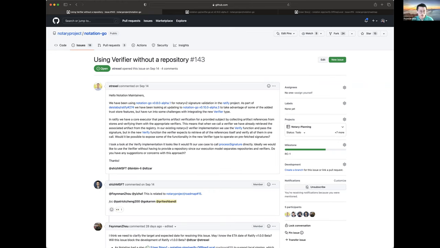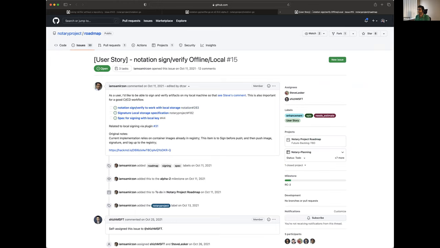I'm assuming you are talking about the offline signing without interacting with a repository. No, verification. Signing. Yes, we agree that signing is required. We recognize signing is a gap there. But we were not able to solve the issue in a reasonable time frame, so we have moved it out to RC2. And same for verification. For verification, we haven't seen the demand or any specific use case for offline verification. That's the reason we moved it to RC2.